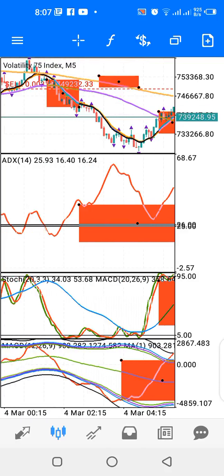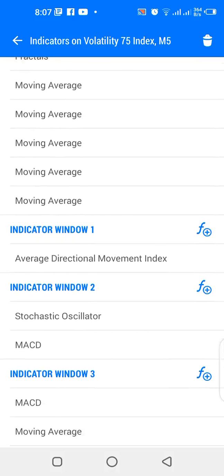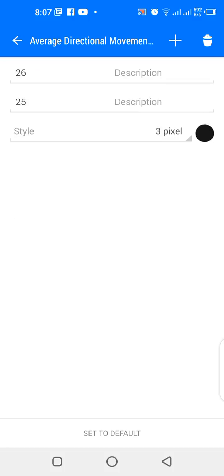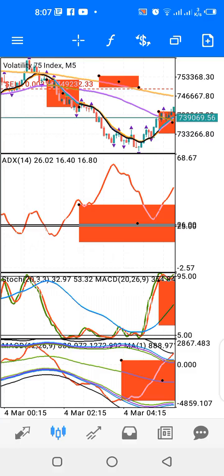Now for indicator window 1, let's look at the settings. You have the average directional movement index, and the period is 14. The color of the style is red. Let's look at the levels. We have 26, 25 levels. The color is black. And let's look at how to make use of this.